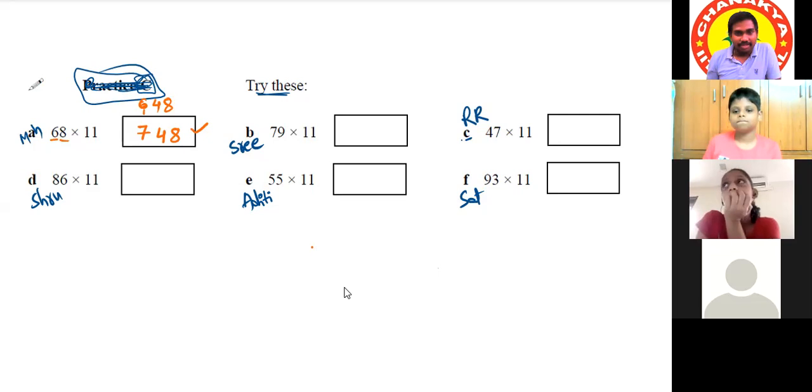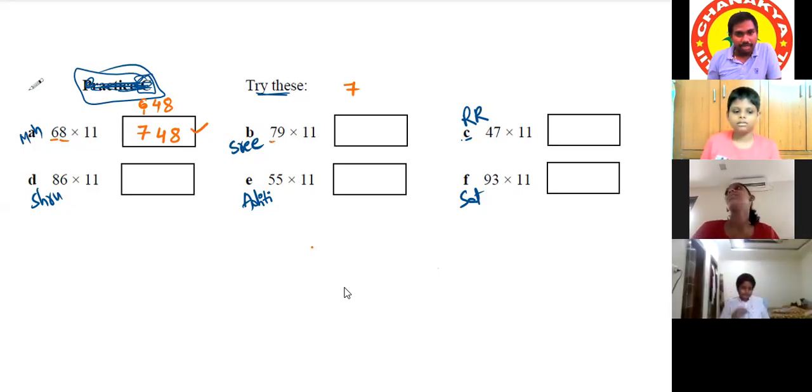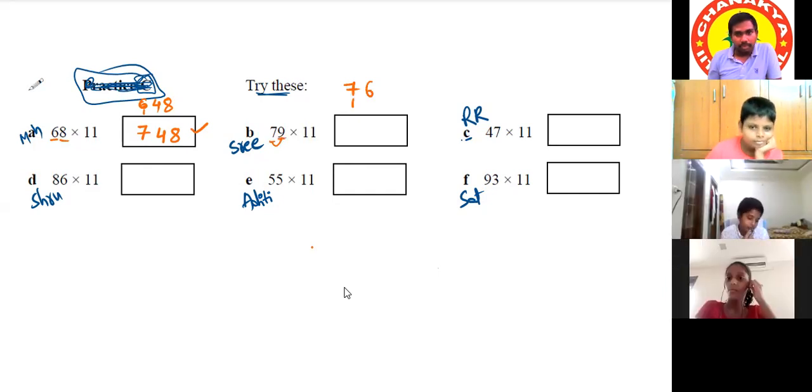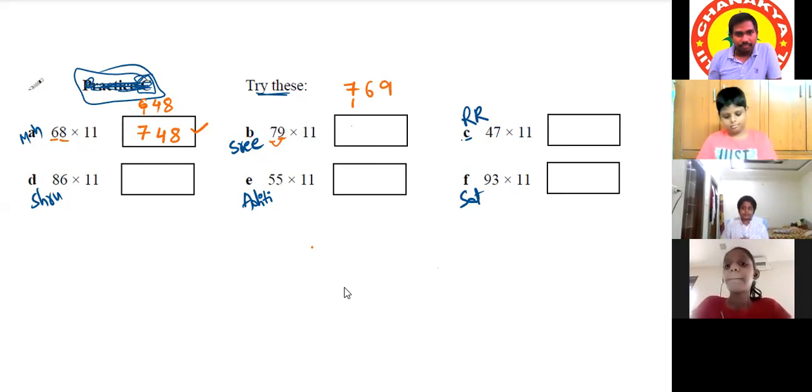Sir, we'll put 7, and 7 plus 9 is 16. First, 7 as it is, and 7 plus 9 is 16. How to write 16? Sir, 1 carry, we'll put 6. Next, we'll put 9 as it is. Okay. Final answer. Sir, should we take the 1 to 9 or to 6?